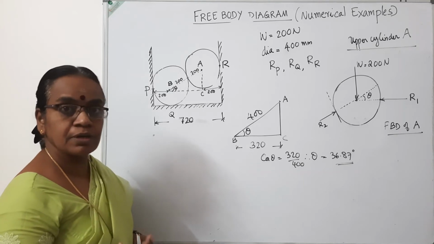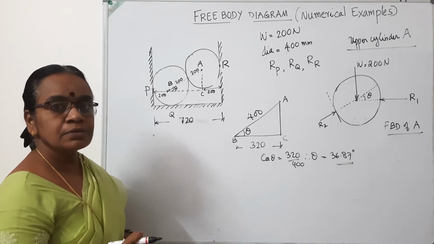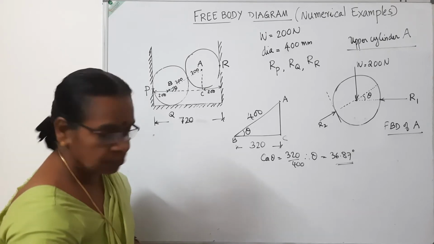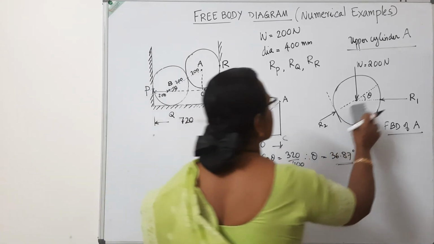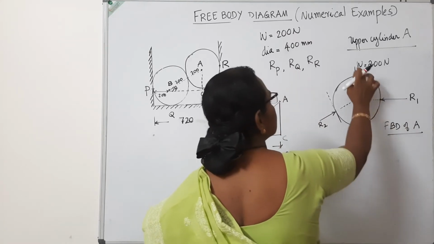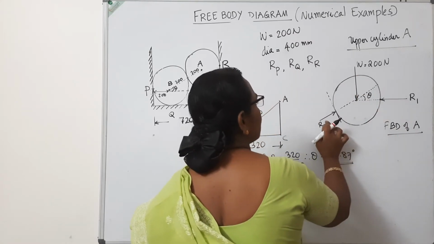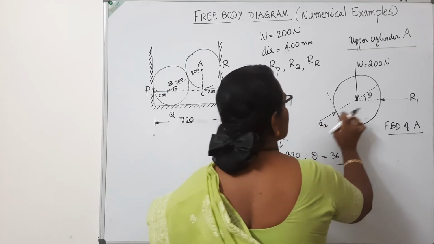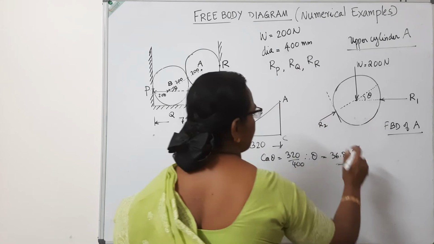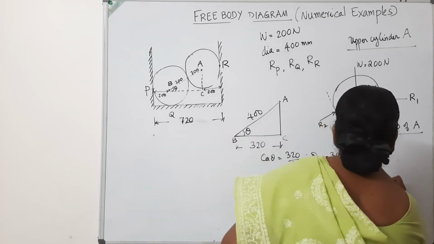Now for the upper cylinder, there are only three forces, so we can either make use of Lami's theorem or we can make use of sigma Fx equals 0, sigma Fy equals 0. So let me consider this. Here this is one horizontal force, this is one vertical force, R2 alone is an inclined force. So what about the components of R2?